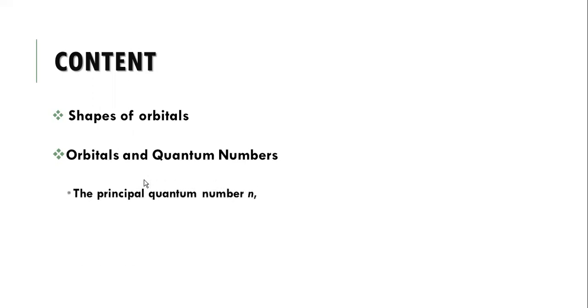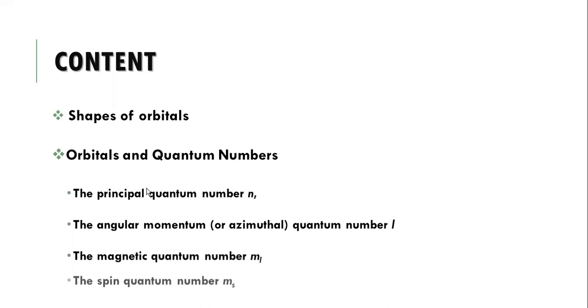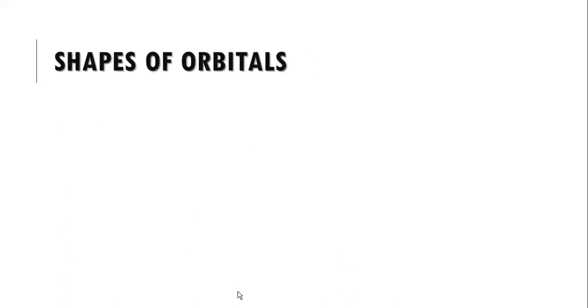On orbitals and quantum numbers, there are four things you should definitely know. The first one is the principal quantum number, called N. The second one is the angular momentum or azimuthal quantum number, with the symbol L. Next is the magnetic quantum number, you can say ML. The final one is the spin quantum number, MS. Let's move on to the first heading.